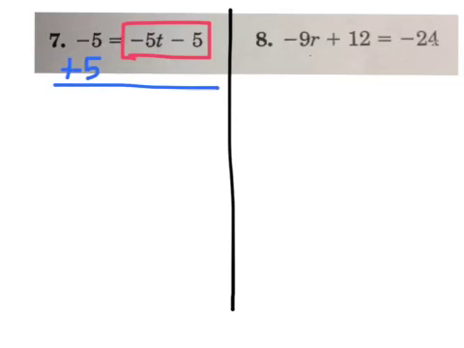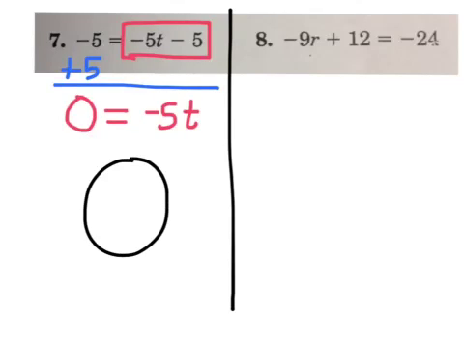Again, you have to be very careful right here. This is -5 plus 5. If you were at -5 and you added 5, you would then get 0. So my question now says 0 equals -5 times a number. Anytime 0 is part of the problem, when you're multiplying or dividing, the answer is always 0. 0 is also a neutral number, so it's not negative or positive, it's just 0.